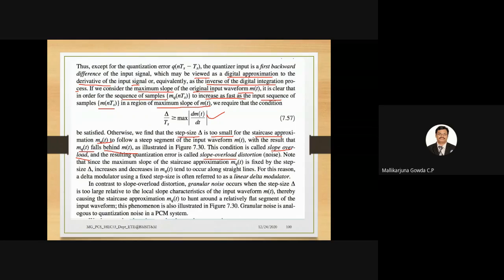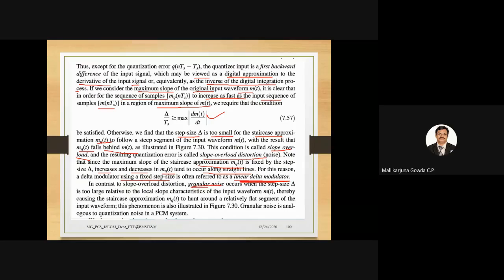Is that fine? To make this approximated signal follow the analog input signal, we have to change the step size. As the step size increases and decreases, mq(t) tends to occur along straight lines. Because the step size is fixed here in delta modulation, we call it a linear delta modulator.